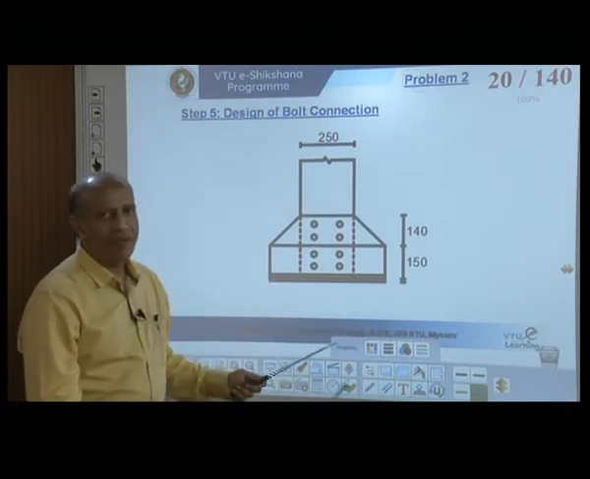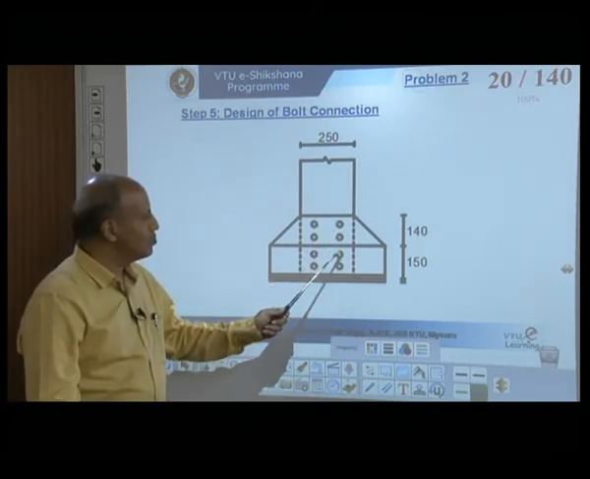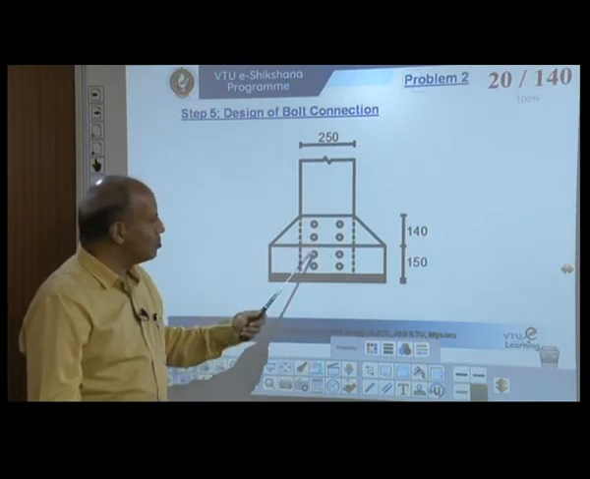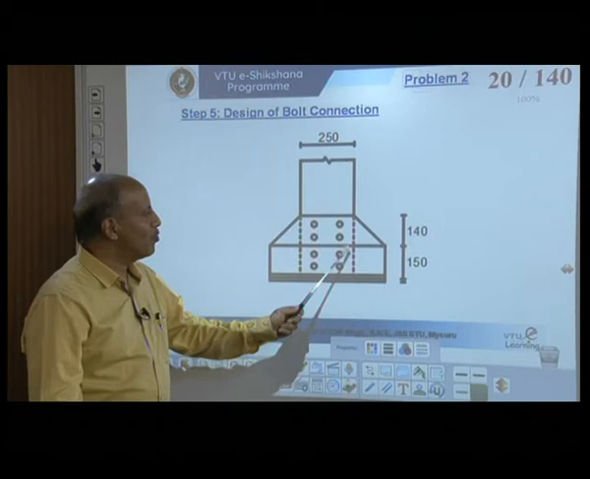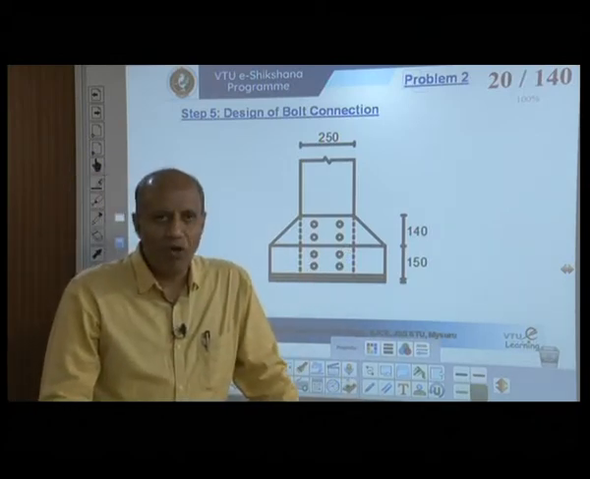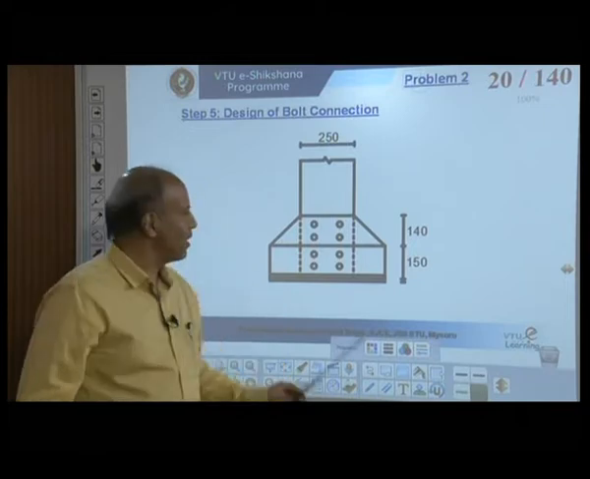So the number of bolts that we are trying to have here: 1, 2, 3, 4 on this column, and 1, 2, 3, 4 on the other. So totally we have put 8 bolts in this particular case. I hope you have understood this particular arrangement.